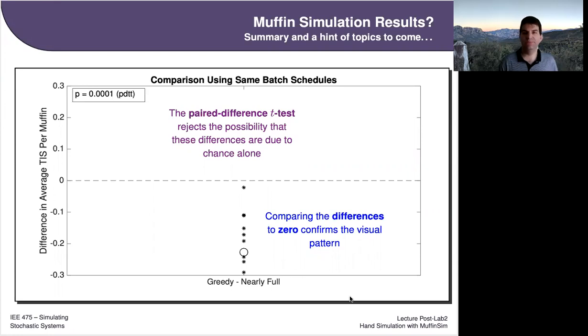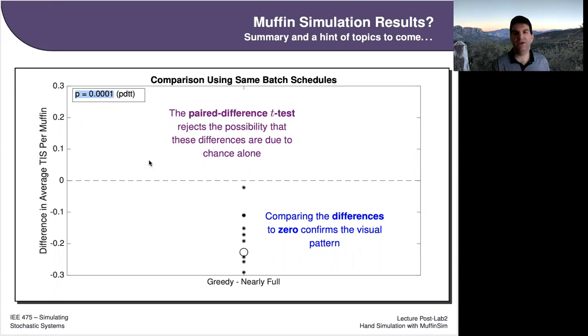And this is something that I now can do a t-test on. So I can ask, is this cloud of points statistically different from an average of 0? That's the so-called paired difference t-test, and that's what we're doing here. And we find a p-value that is far less than 0.05, which tells me that there is a statistically significant difference from 0, which means that the greedy policy's mean is different than the nearly full policy's mean.